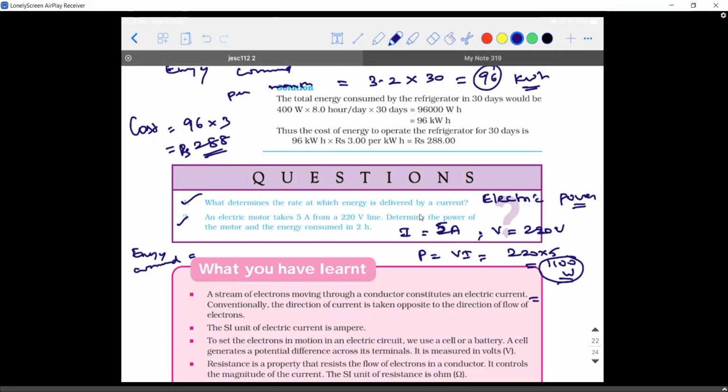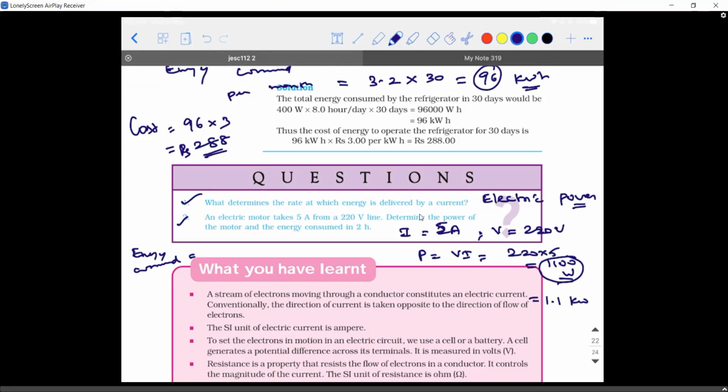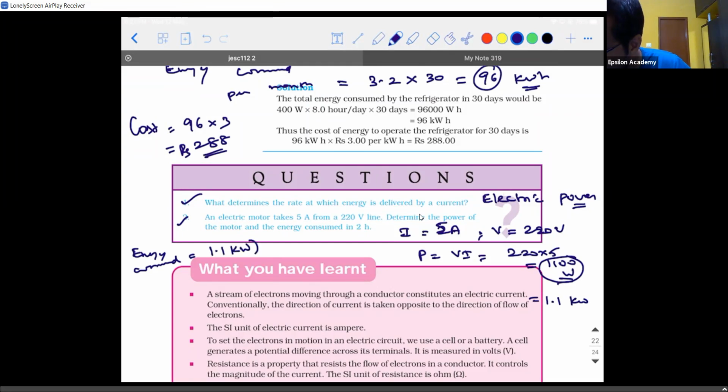It is 1.1 kilowatt. So energy consumed is 1.1 kilowatt multiplied with 2 hours. So the answer will be 2.2 kilowatt hour. That is the energy consumed by that particular motor in 2 hours.